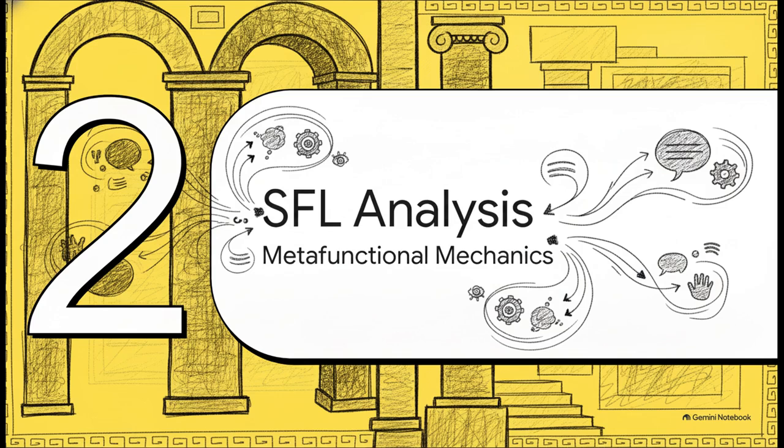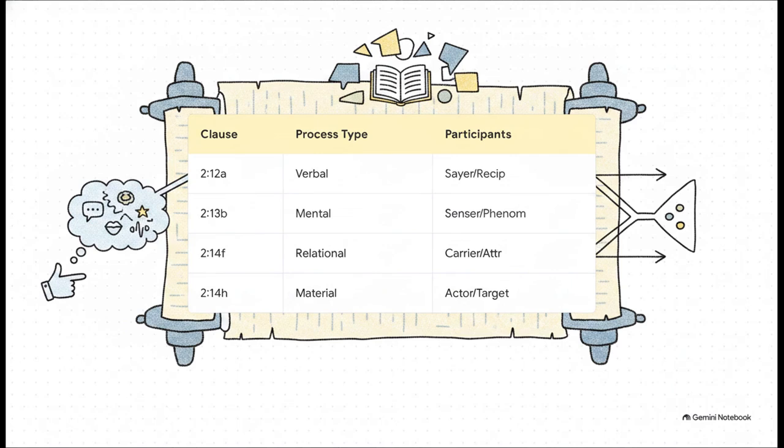Section 2. SFL metafunctional analysis. With the architecture visible, it's time to dig right into the functional mechanics of the ideational and interpersonal metafunctions. So the crucial point of the ideational metafunction is categorizing the predicate process types. We're talking verbal, mental, relational, and material, and mapping their participant roles strictly without letting ourselves drift into theological application.